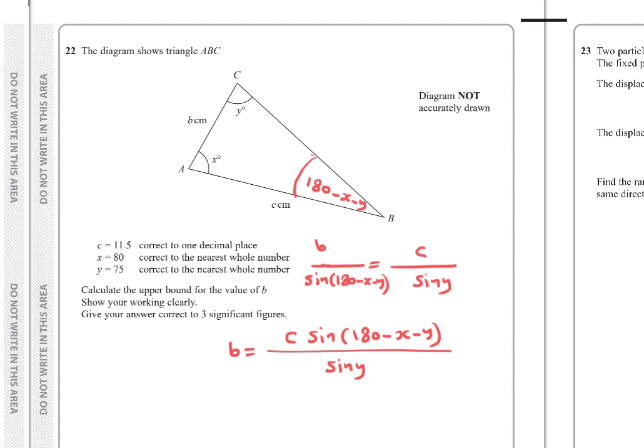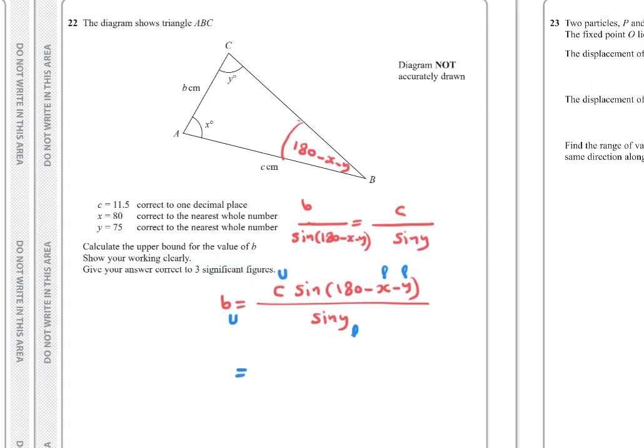Now if we need b upper, the numerator should be upper, so c upper, and sine upper, so this means x and y lower, so this lower and lower, and for sine y lower, so this means y lower.